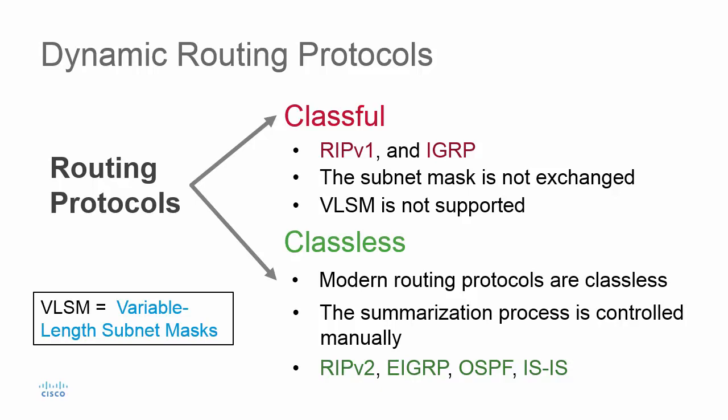When you consider point-to-point serial WAN connections, using a 24-bit prefix is very wasteful when all that is required is a 30-bit network prefix to accommodate two endpoints.